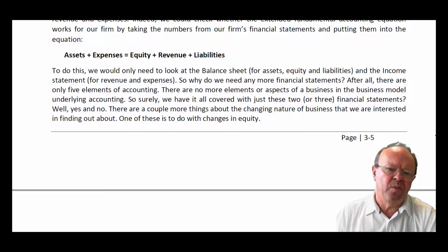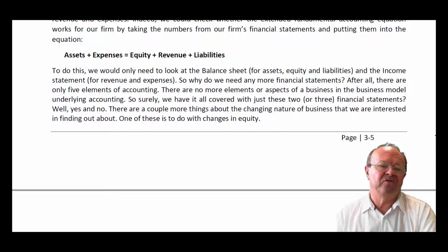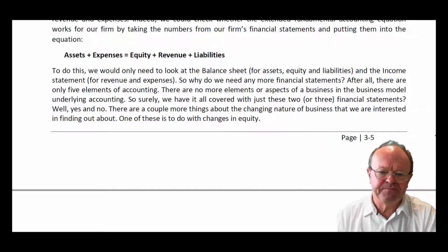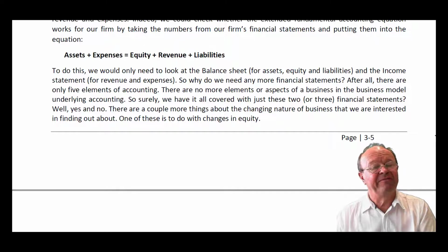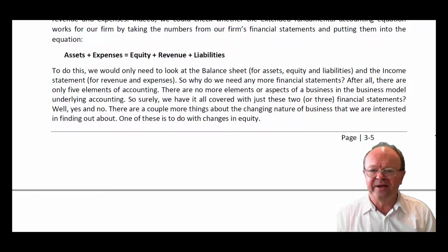To do this, we would only need to look at the balance sheet for assets, equity and liabilities, and the income statement for revenue and expenses. So why do we need any more financial statements? After all, there are only 5 elements of accounting. There are no more elements or aspects of a business in the business model underlying accounting. So surely we have it all covered with just these 2 or 3 financial statements.